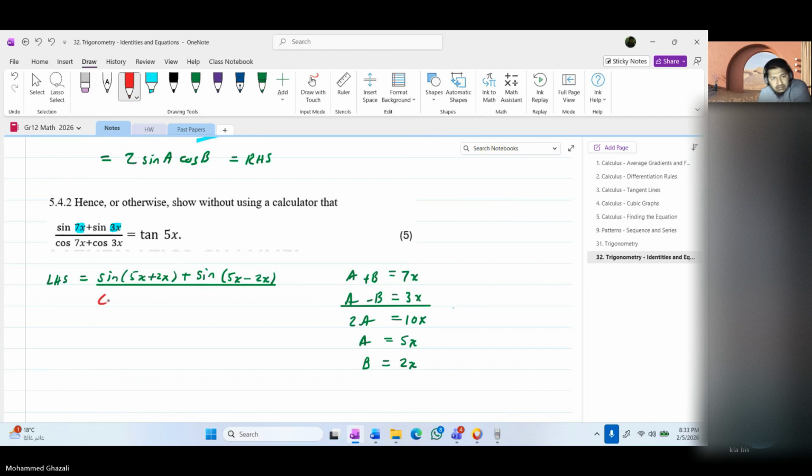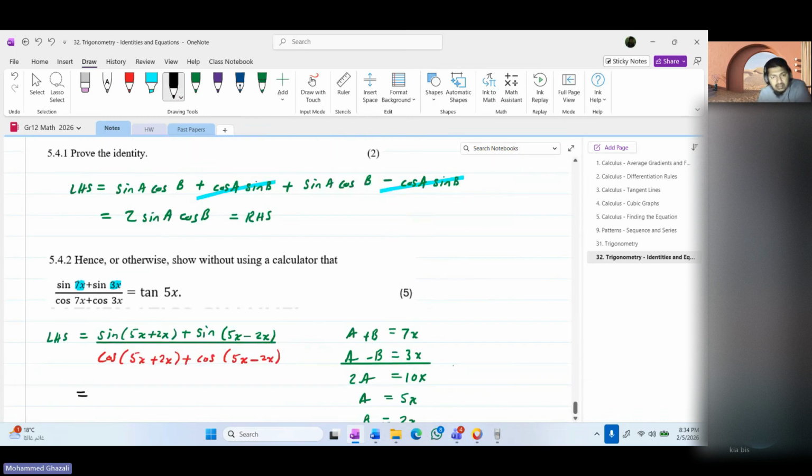And do the same at the bottom: cos 5x plus 2x plus cos 5x minus 2x. But now we already know that the top is 2 sine A cos B. No need to expand the whole thing out, right? So we already know that that is 2 sine A. What is A? 5x, cos 2x. B is 2x.